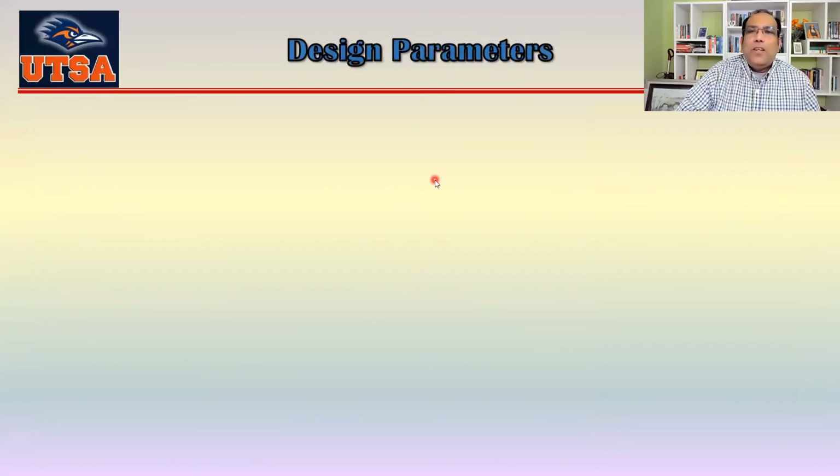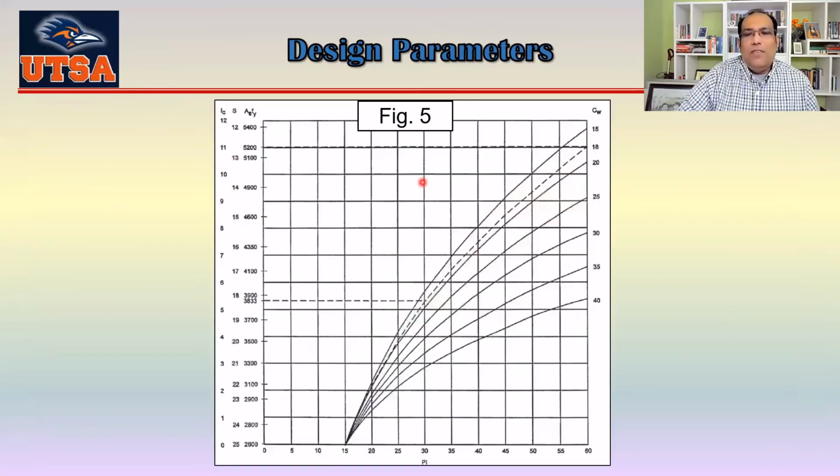Now the design parameters. Once I know my effective PI and the climate rating factor, then from this particular chart given by them, which is figure 5, I can just find out these design parameters here. My PI is 34 and my CW is 18. You can see this is the line for my IC, my S, and my ASFY.